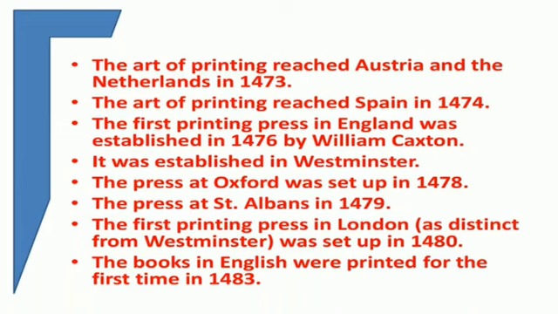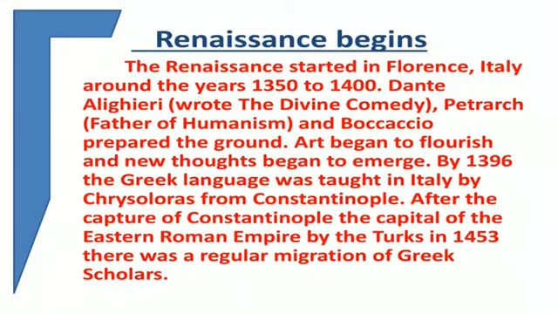The immediate effect of that was books became cheaper and more plentiful. In the Middle Ages, the production of books was a slow process because they had to be produced by the copyists of the monasteries, and naturally enough knowledge was confined to the four walls of monasteries. With the advent of the printing press, knowledge could spread far and wide, which in turn fostered a questioning attitude. Renaissance begins. The Renaissance started in Florence, Italy, around the years 1352 to 1400.